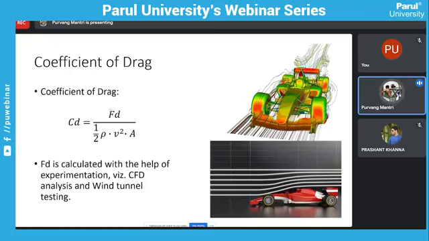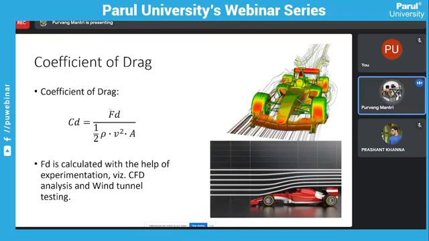When I was a student, we actually got a chance to conduct wind tunnel testing in Parul University itself. There is a wind tunnel on the other campus of your university. So if you ever get a chance to visit it, please make sure to go in the workshop and check out the wind tunnel that is provided by Parul University. I hope it is still there now.